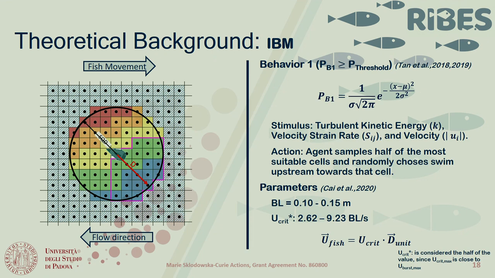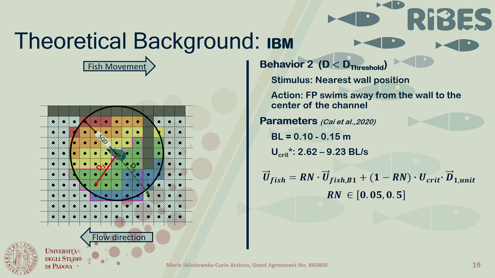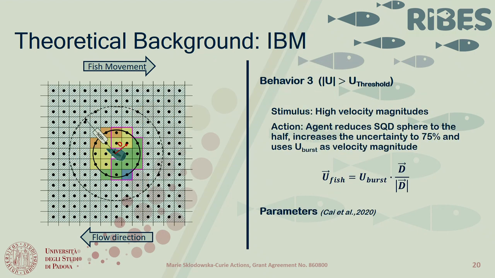If it finds a suitable cell to follow, it will choose among the cells with a 50% degree of uncertainty, following a normal distribution. It will choose between the 50% most suitable cells upstream. Wall avoidance, of course, when the agent finds a wall in the Eulerian domain, it will try to avoid it. And what is novel from this research is that we have tried to test an escape behavior.